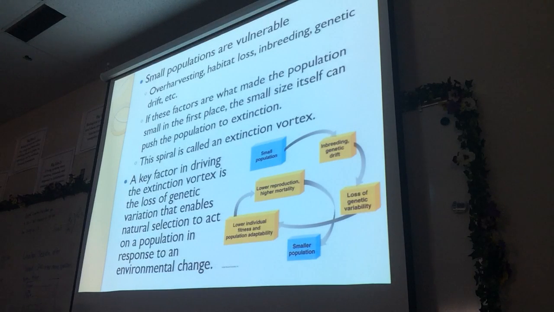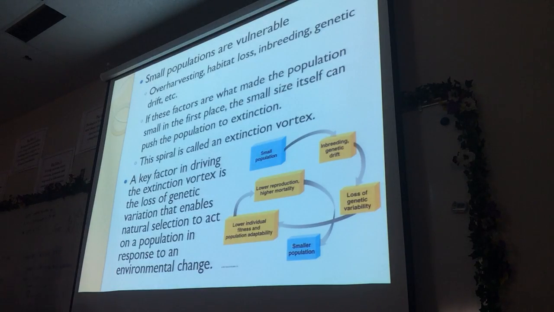So again, why are small populations so vulnerable? Well, over-harvesting, habitat loss, inbreeding, genetic drift, all of these things are a problem for small populations. These factors are what made the population small in the first place. It turns into what we call the extinction vortex. It's like a downward spiral, the death spiral of a species. Because it shows this to you here.